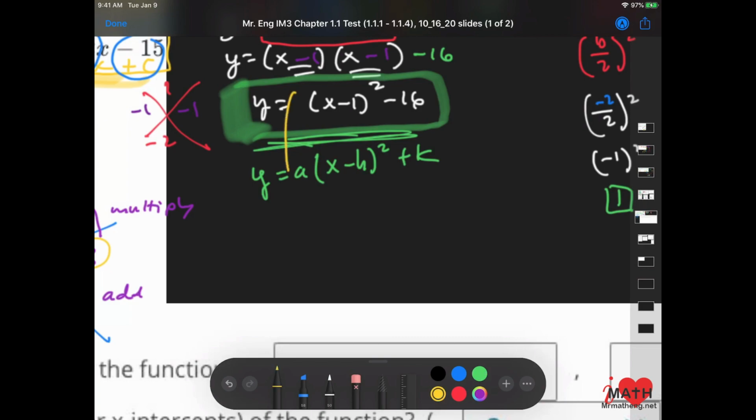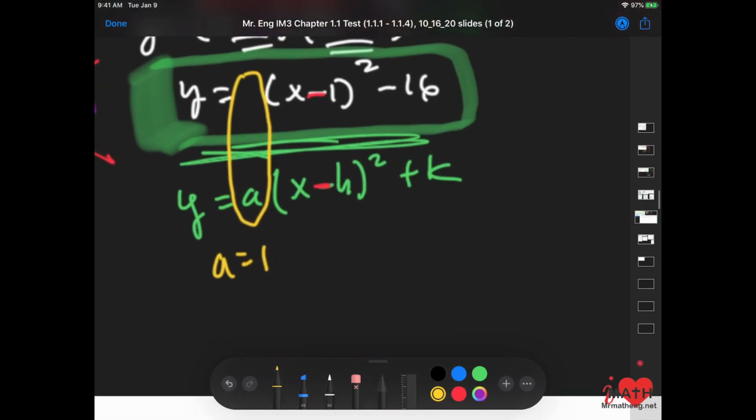So A is 1. Okay, let me do it again. There has to be this minus sign. So I'm trying to go painfully slow. Look, don't circle the minus sign. See that? H is positive 1. Some students think of it as the opposite. K is negative 16.